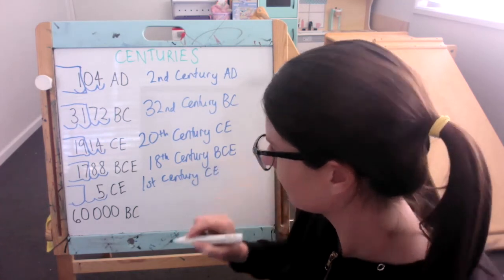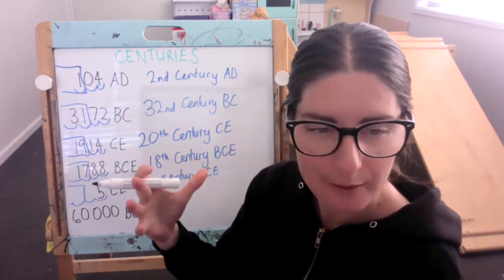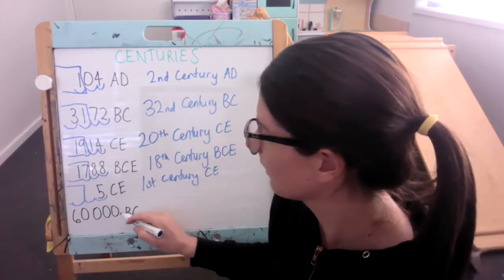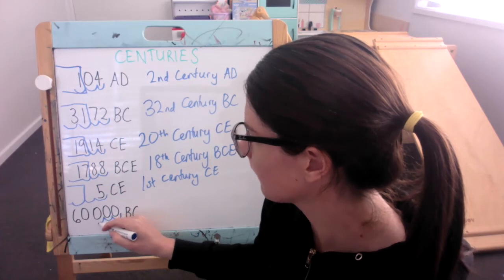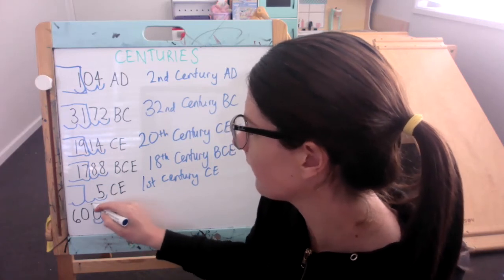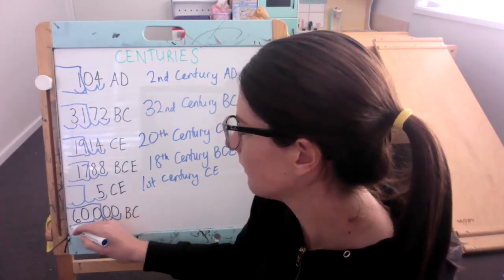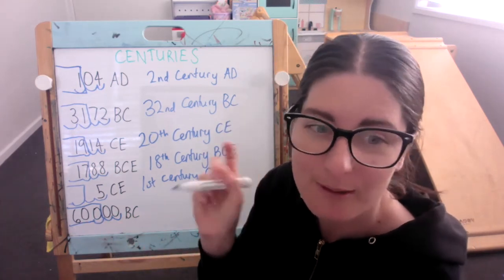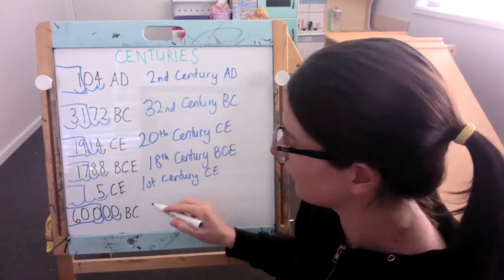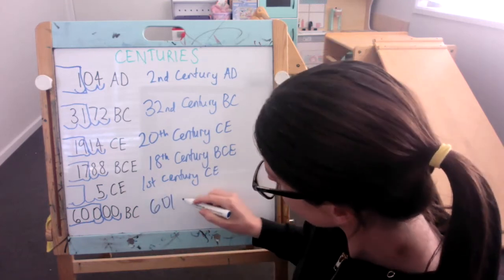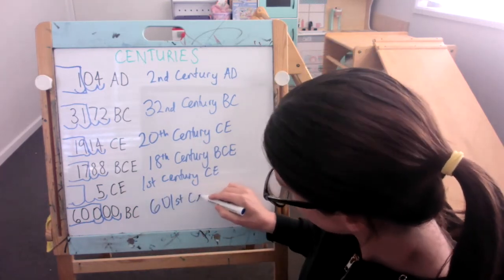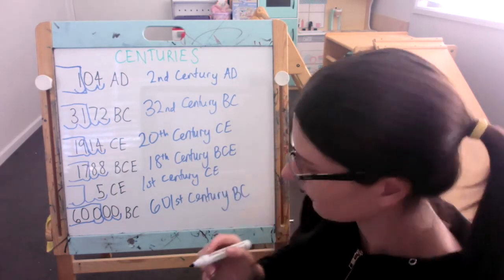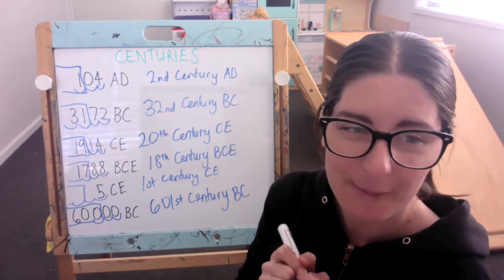And then big numbers can throw you again, but keep using the same rule. 1, 2, 3. So here onwards, really big number, but you still just add 1. So 600 plus 1 is 601. 601st century BC.